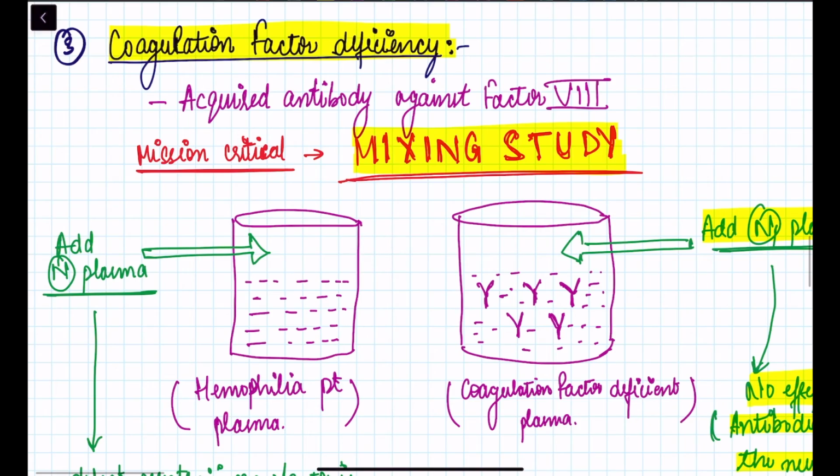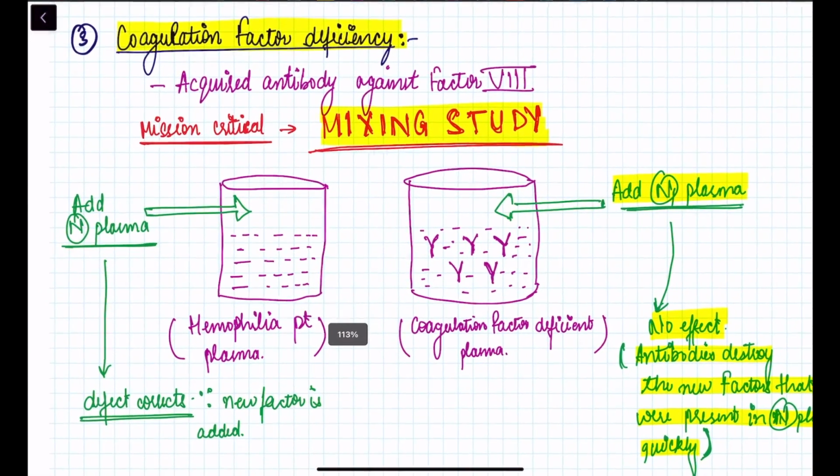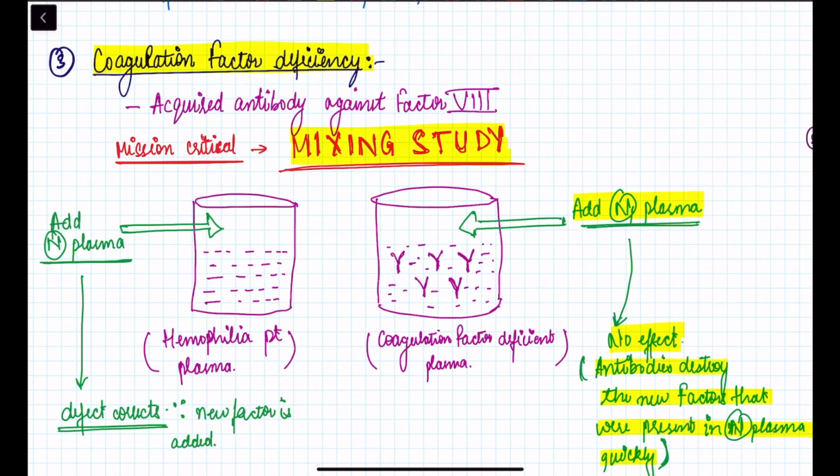Now comes an important disease, which is acquired coagulation factor deficiency. So it is an acquired antibody against factor 8. If you have difficulty in remembering all the deficiencies, you can remember that most of them converge onto factor 8. Hemophilia A starts with factor 8, hemophilia B is close to it, 8, 9, coagulation factor deficiency again factor 8. Then we'll study von Willebrand's disease, also factor 8 involvement is there. So most of them revolve around factor 8.